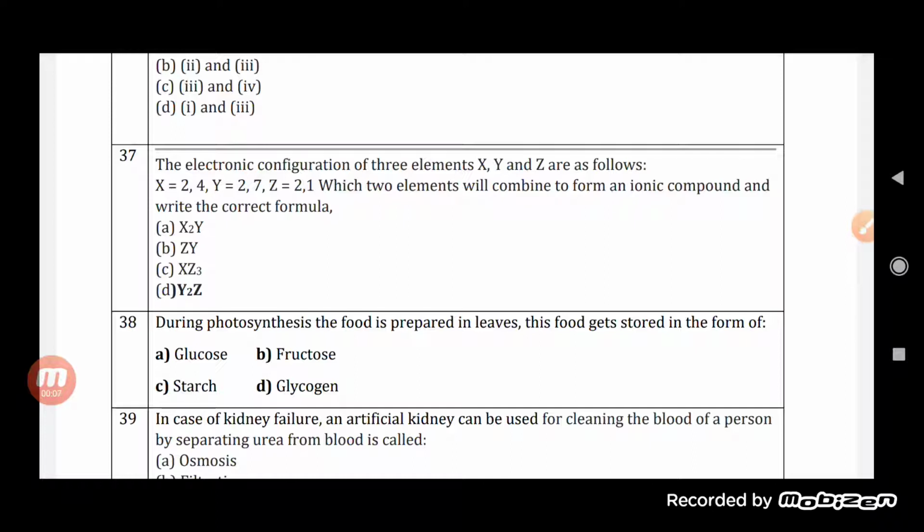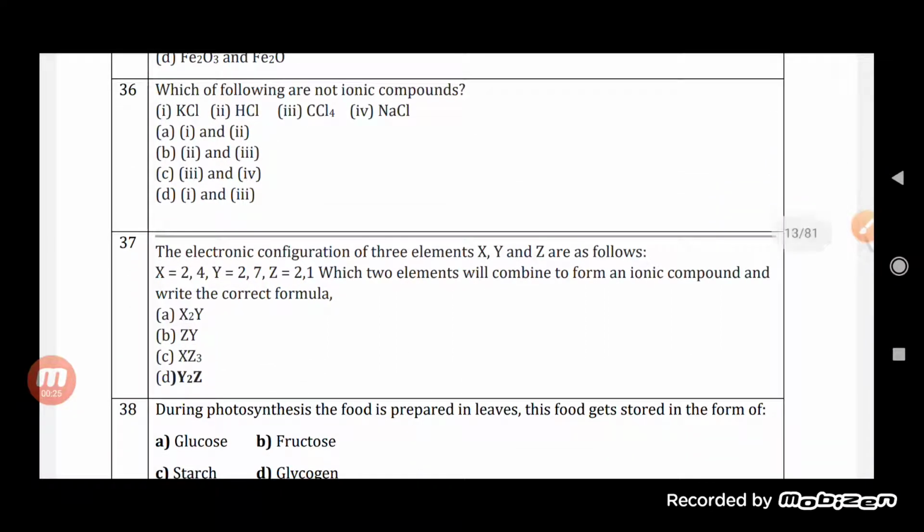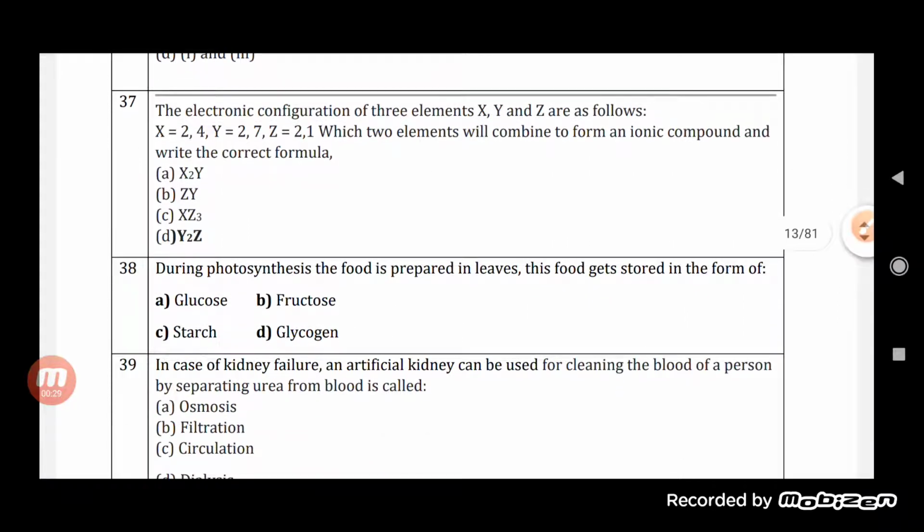So students, in the previous class we were discussing the question answers of the sample paper. Today also we are going to continue with the same. In the last one we had seen up to question number 36, which of the following are not ionic compound, and now we will start with question number 37.